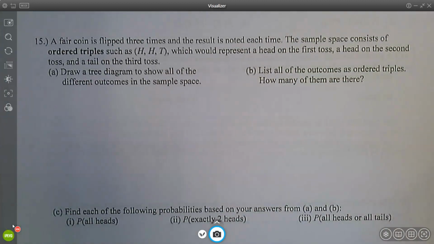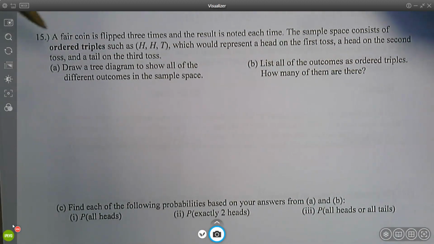Hi all, in this video I'm going to cover tree diagrams, which is like pages 6 through 8 of this lesson. And this is probably something that you've done before in a math class, so this shouldn't be a new concept. So we're going to look at a couple of examples now.